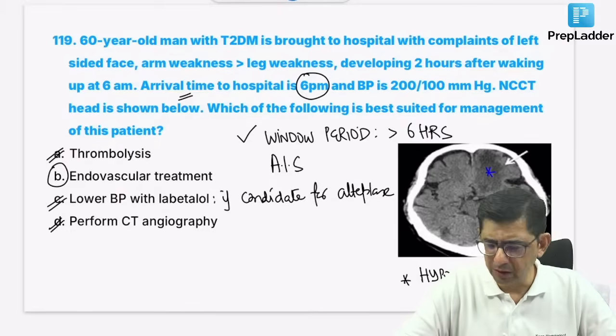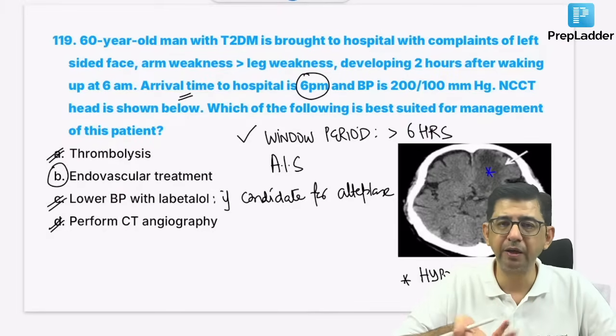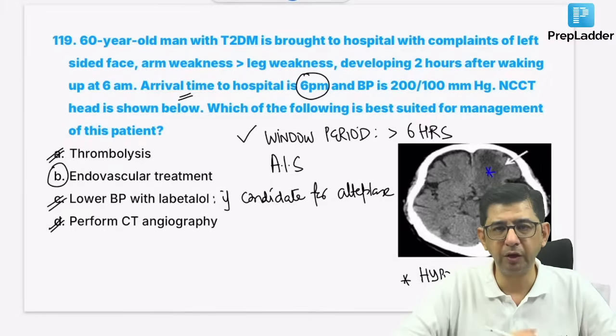Window period summary, doctor. Window period is 4.5 hours ideally. Upper limit is 6 hours only, and after 6 to 24 hours we treat with endovascular treatment.